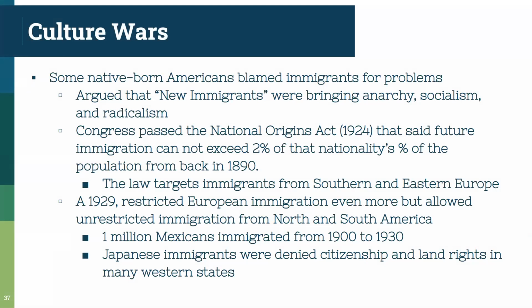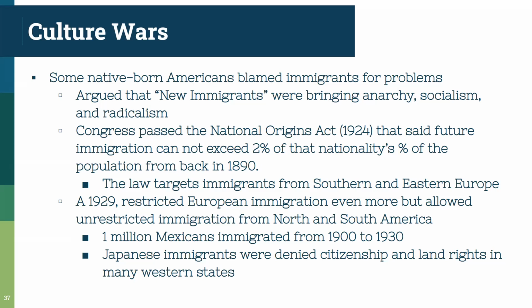I talked before about how there was this fear of immigrants that continues throughout the 1920s. And politicians eventually act on that fear by creating the National Origins Act in 1924. And it said that any immigration from a country cannot exceed 2% of that nationality's percentage of the population back in 1890. What does that mean? So that means if, let's say, there were 100 people from Italy in 1890 in the United States, only 2 could come to the United States that year.